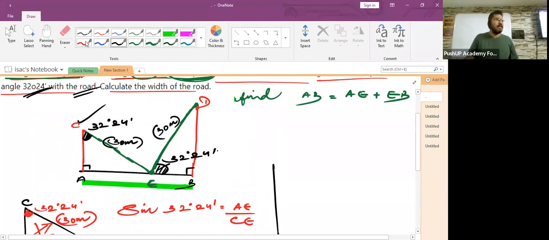Okay, let's use the second triangle. Purva, you got it? Priya, what about you? Sir. Priya, did you solve it?